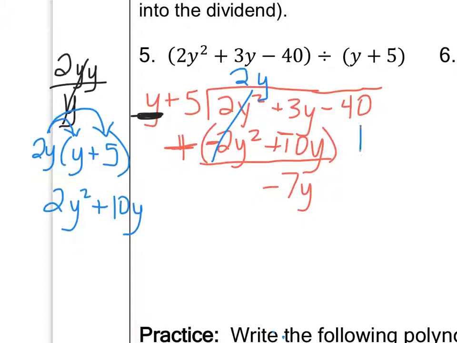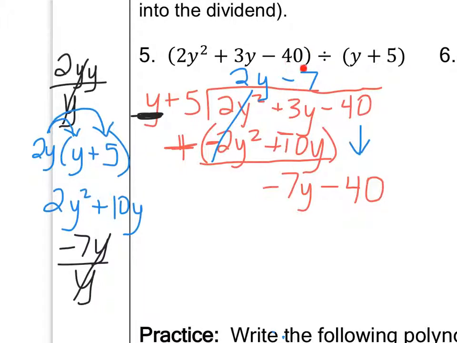And then, just like we did, we have to bring down our next term. So negative 7y minus 40. Now we start the whole process over again. So we're taking our y and saying, how many times can we divide y into negative 7y? So again, over here to the side, negative 7y divided by y. My y's cancel out, so I have minus 7. Okay, next step of the process.